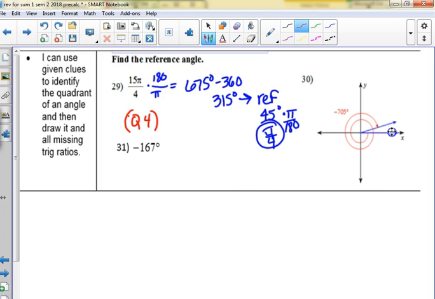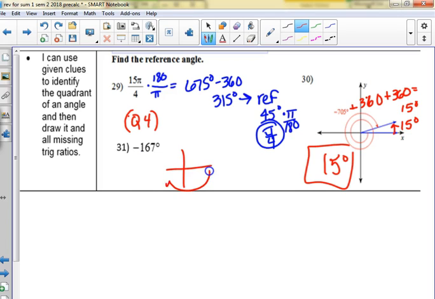All right, reference angle here. Well, if you added 360 twice, you'd have what? 15 degrees. So if you went this way, it would be 15 degrees. What's the reference angle then? 15. Everybody okay? Nobody's saying anything, so okay. Negative 167 is down in this quadrant, right? Quadrant 3.